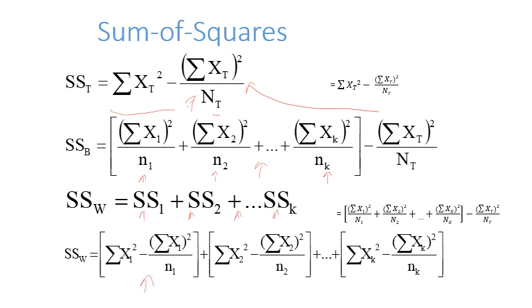For group 1, we've got the sum of x's for group 1 squared, minus the sum of x's for group 1, and then that value squared divided by n1. That's the sum of squares formula for group 1. That's the same sum of squares formula we've been using up to this point. Then you do that for group 2, group 3, again all the way to the end.